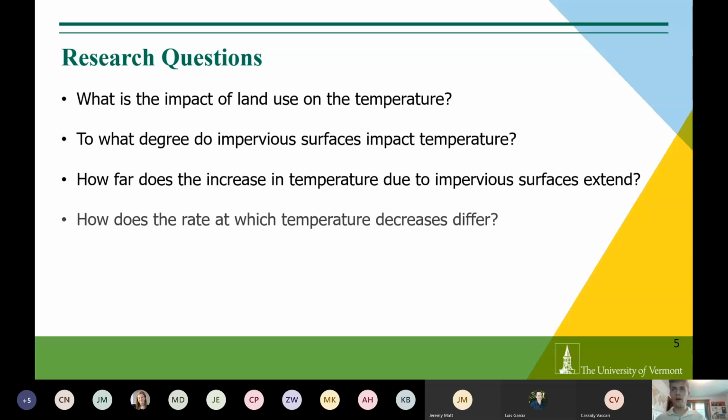So the research questions that I'm going to be addressing are, what is the impact of land use on the temperature? To what degree do impervious surfaces impact temperature? How far does the increase in temperature due to impervious surfaces extend? And how does the rate at which temperature decreases differ?